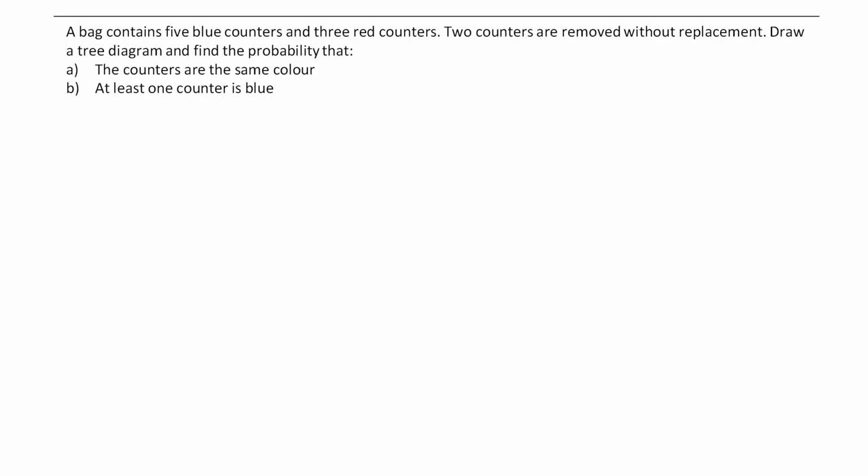We're going to answer this question before us. It says, a bag contains 5 blue counters and 3 red counters. 2 counters are removed without replacement. Draw a tree diagram and find the probability that the counters are the same color and at least one counter is blue. So we have a bag, it has 5 blue and 3 red counters, and we're removing 2 counters.